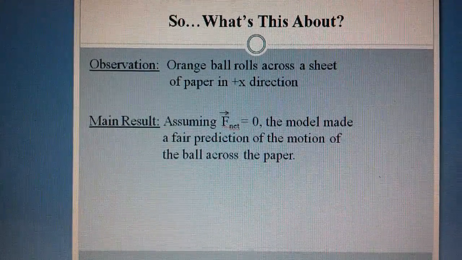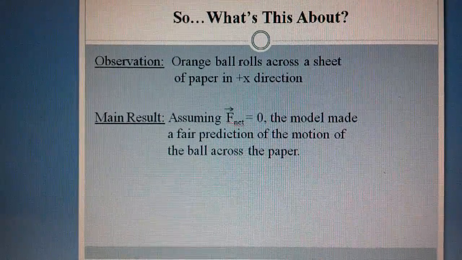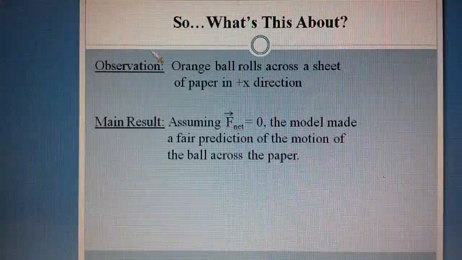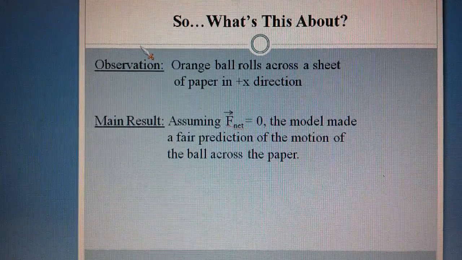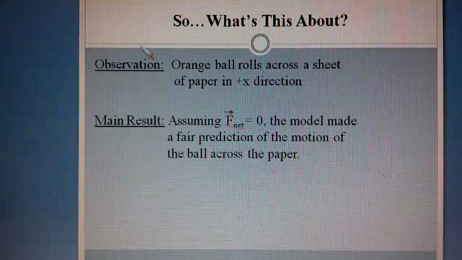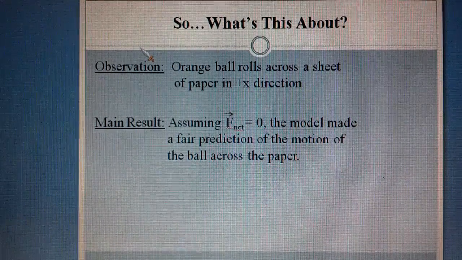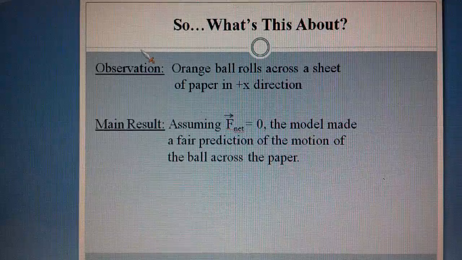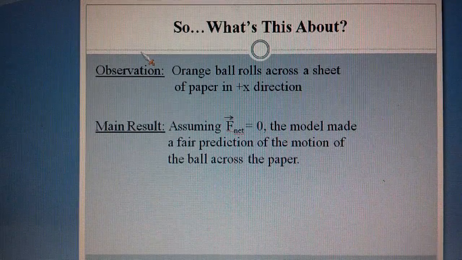So in this lab, I observed an orange ball rolling across a sheet of white paper. For simplicity's sake, we can say it's moving in the positive x direction. The main result was that, upon assuming the net force on the ball was equal to 0, the model made a fair prediction of the motion of the ball across the paper.